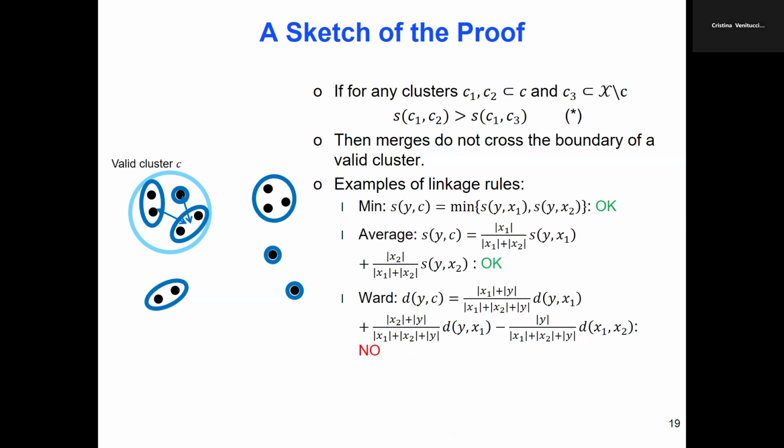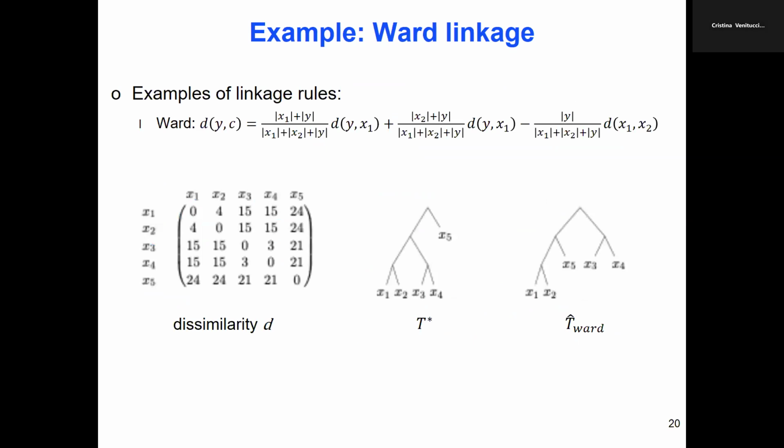So for example, the minimum and the average do verify this property. So they always merge, at any stage of the process, clusters in such a way that the new cluster is going to be a valid cluster. But there are many others. The most well-known one is probably the Ward rule, which does not always produce a valid cluster. And so if you apply this linkage, for example, in trimming the tree, you might arrive at this tree, which is clearly different from the true hierarchy that you have just here.